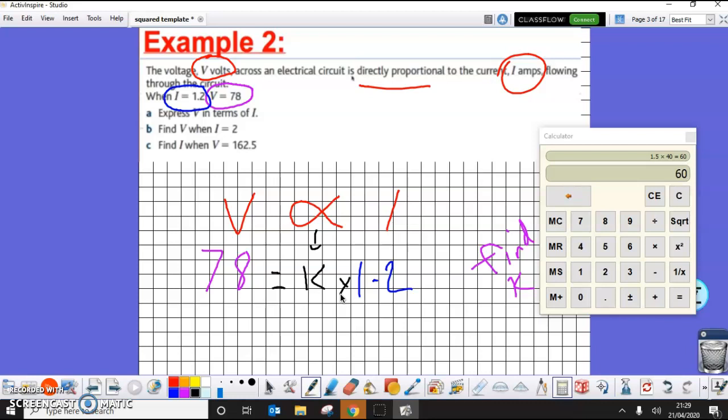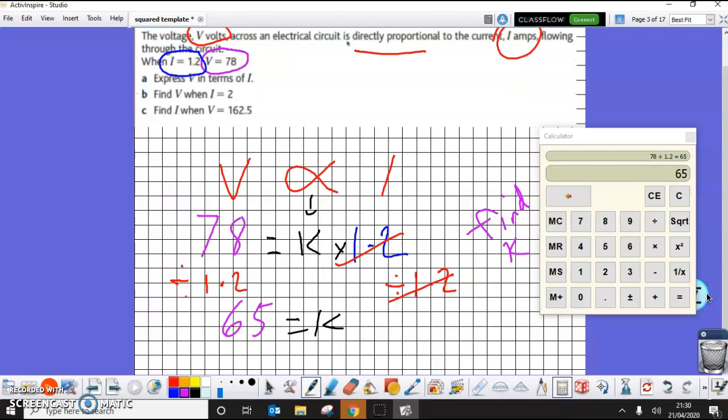Exactly the same process. If I want to get rid of the 1.2, I have to do the opposite. Divide both sides by 1.2. Those two will cancel, just leaving me k. 78 divided by 1.2 is going to give me 65. So k equals 65. So I've expressed that in the terms of V to I. Find V when I equals 2 is the next thing I'm going to do.